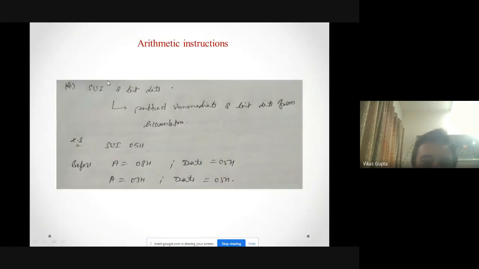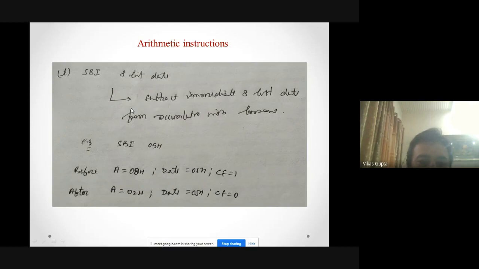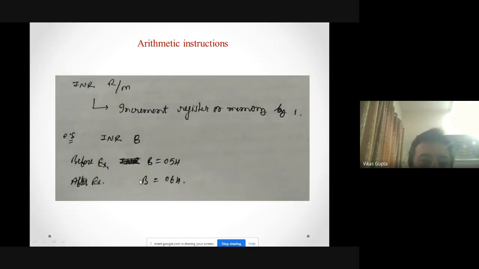SUI 8-bit data. This is again the instruction which is using the immediate addressing mode. It says immediately subtract the 8-bit data from the accumulator. Fine. SBI, subtract with borrow. Borrow भी consider करेंगे यहाँ पे. Next one INR R/M. Increment the content of register/memory. INR हम लोग यूज करते हैं सिंगल रजिस्टर के लिए. मान लीजिए मेरे यहाँ पे एग्जांपल है INR B.